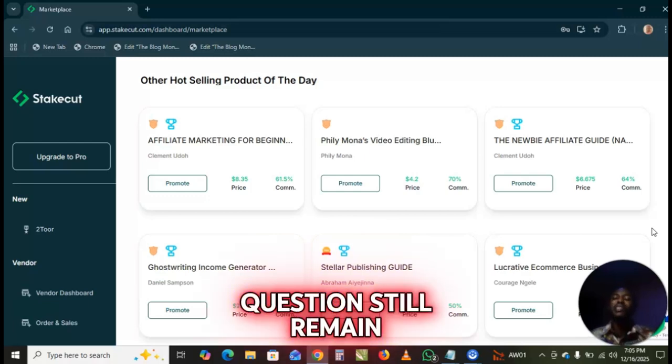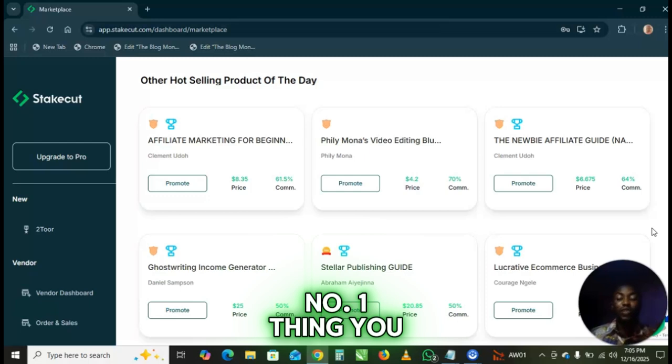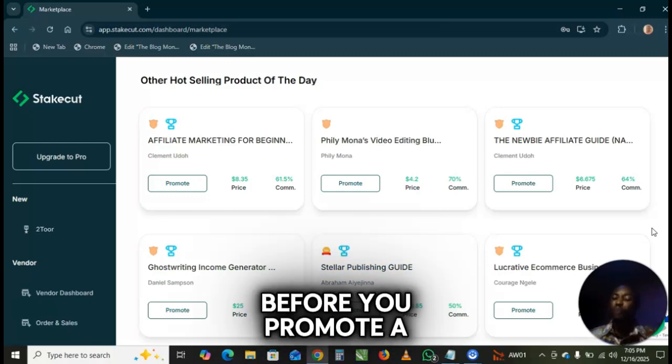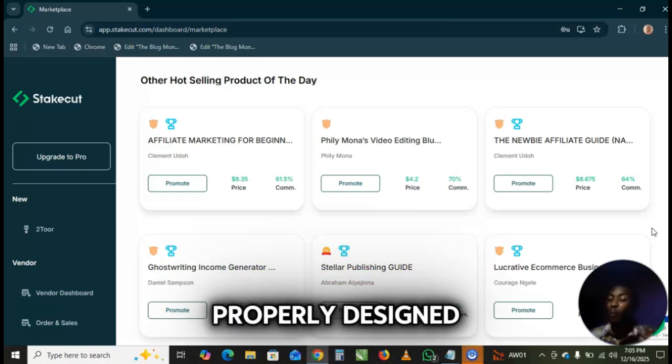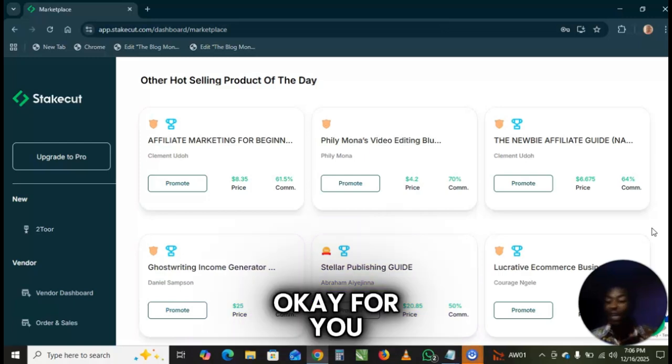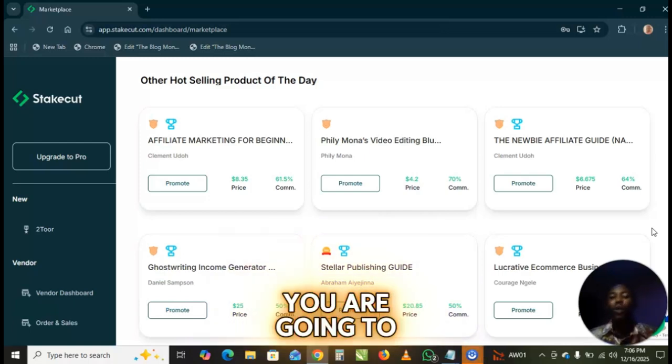But the question still remains: how can you know a course that is going to convert? How are you going to know a course that is going to sell? Number one thing you need to do is check the sales funnel. Before you promote a course, it is very, very important to check the sales funnel. Is the sales funnel properly designed? Is the sales funnel okay for you? Is it going to convert if you send traffic? Those are the things you are going to consider.